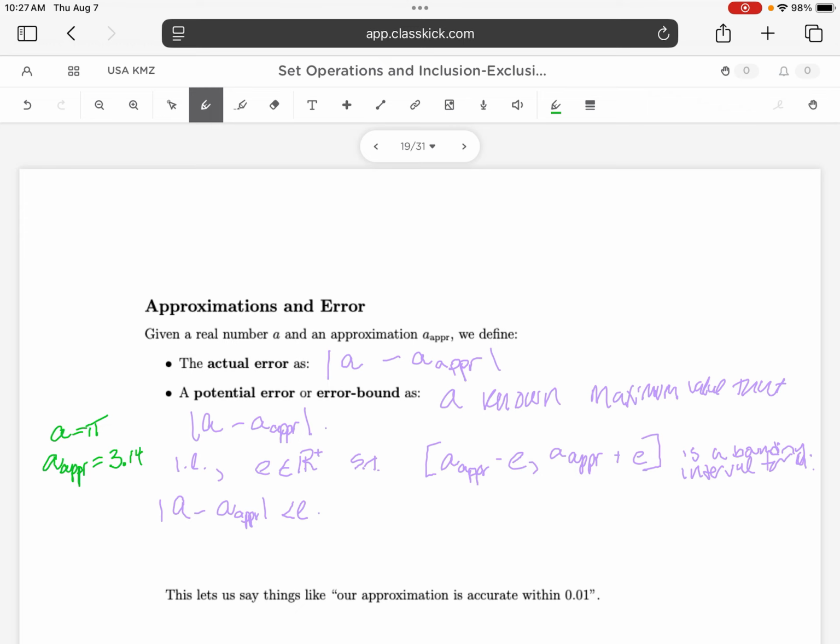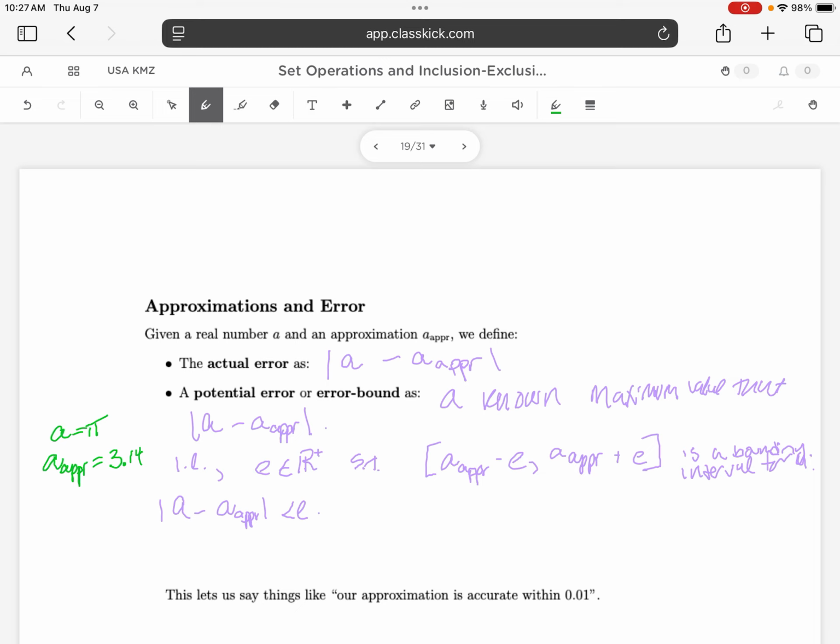Then the actual error here is going to be pi minus 3.14. So it's going to be something like 0.001592, and so on. But for the error bound, we know that the number pi is going to be somewhere between 3.14 and 3.15, right?